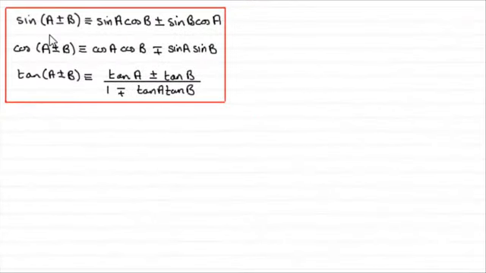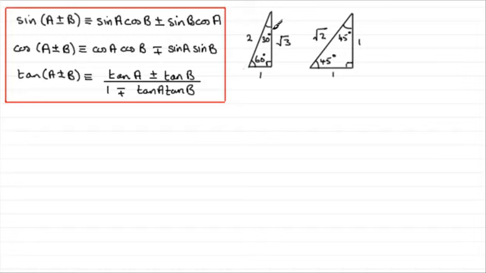Hi. Now in this tutorial what I want to do is show you how we can use these compound angle formulae to work out the sine, cos or tan of particular angles, which are combinations of 30, 60 and 45 degrees. And we do this by using the familiar trig ratios that you should know from the 30, 60, 90 degree triangle and the 45, 45, 90 degree triangle. If you're not familiar with these, just check that out on the website under trig ratios.